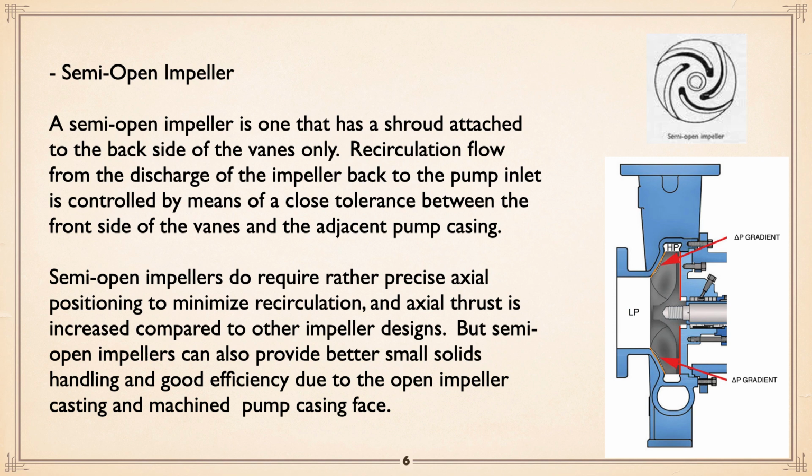Next up is a semi-open impeller, which has a shroud on the back only. Recirculation from the discharge back to the inlet at the front of the impeller is controlled by having a very close tolerance between the impeller and the casing. So that has to be adjusted fairly close to end up with a reasonably efficient pump. Axial thrust is increased over other designs because there is that pressure drop on the front that isn't seen on the back of it. Discharge pressure is full on the back of the thing.